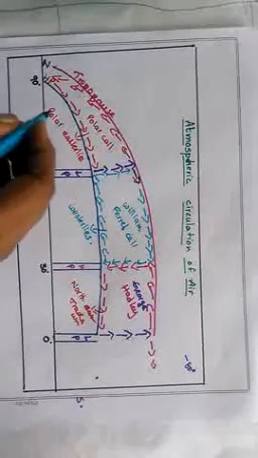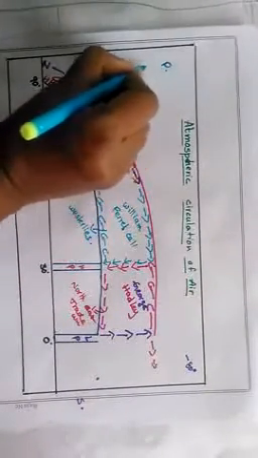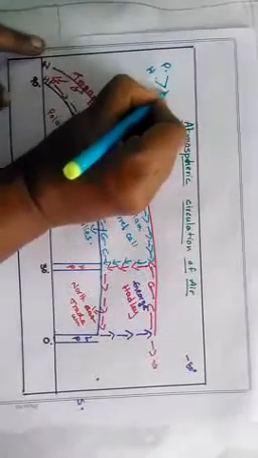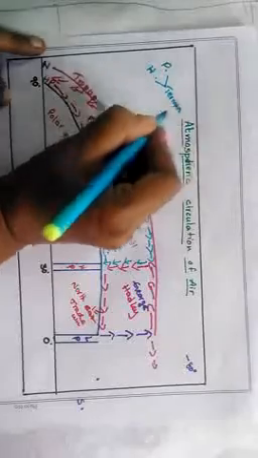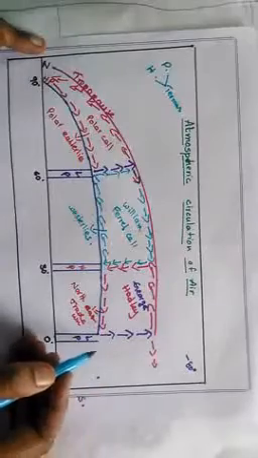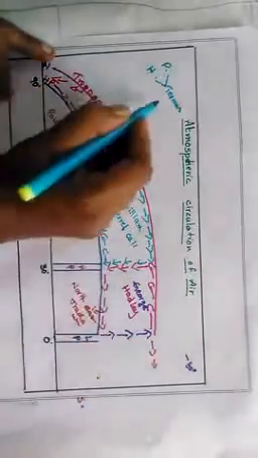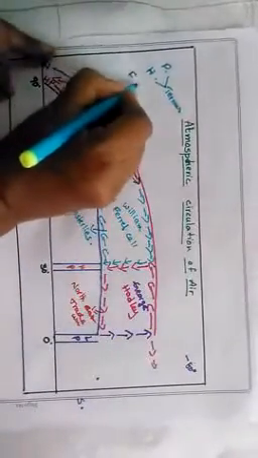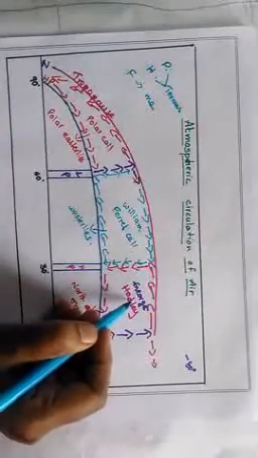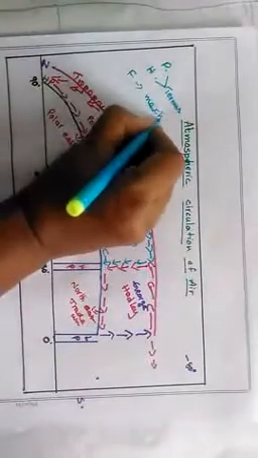So the polar cell and the Hadley cell are called the thermal cells, because these cells are formed due to the insolation of the sun's energy and the differences of pressure. Whereas the Ferrel cell is called the mechanical cell. The gap which is created by the Hadley cell and polar cell is called the Ferrel cell. That is why it is called the mechanical cell.